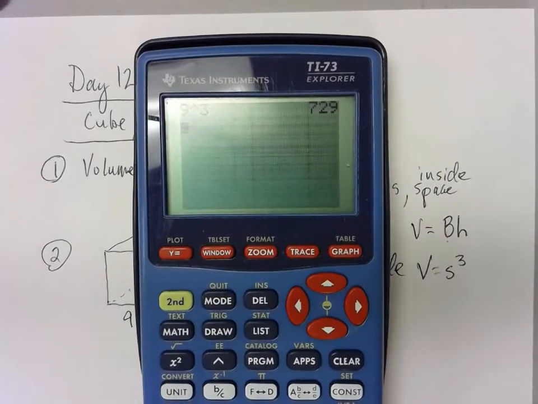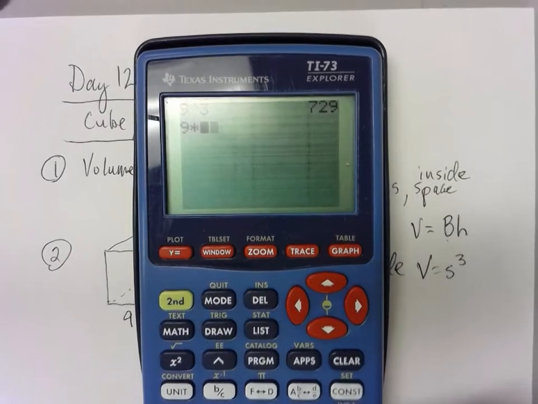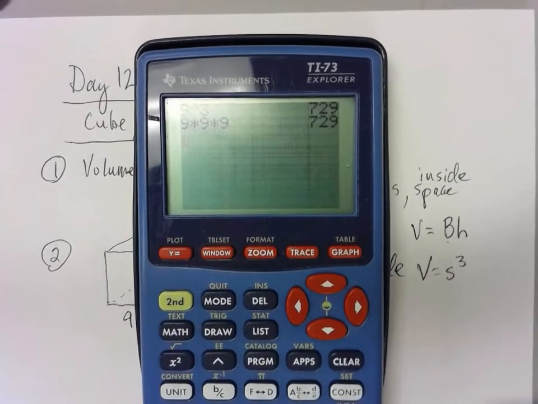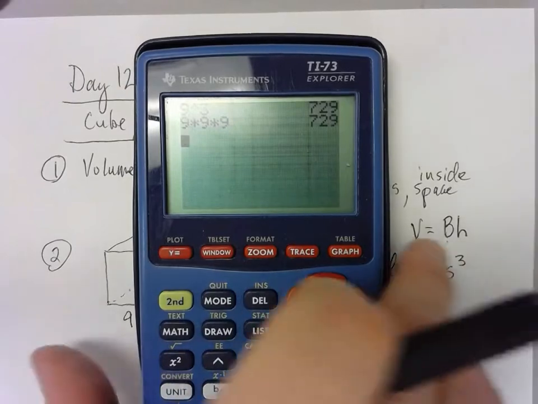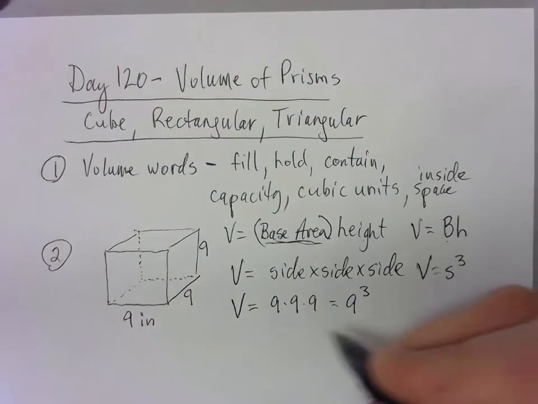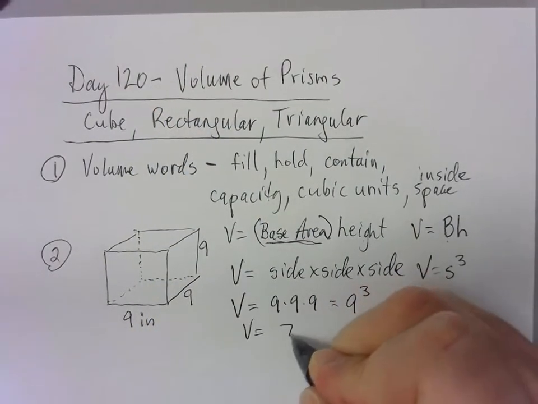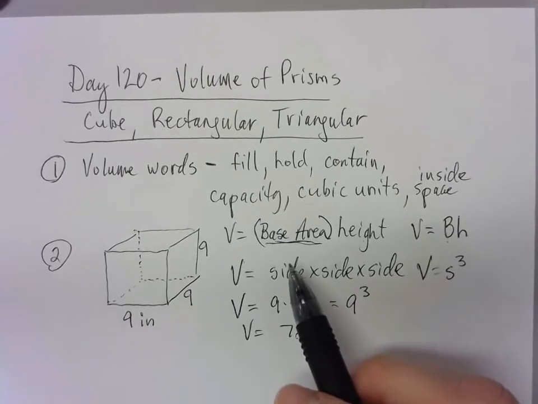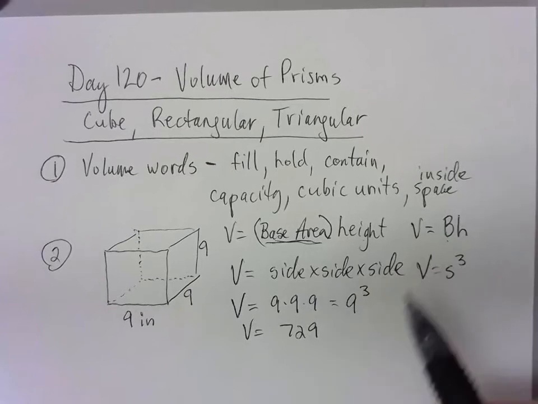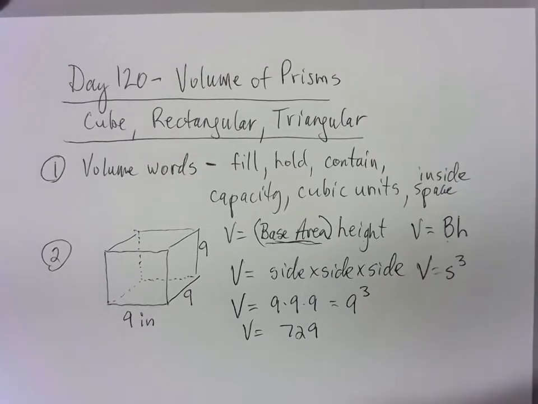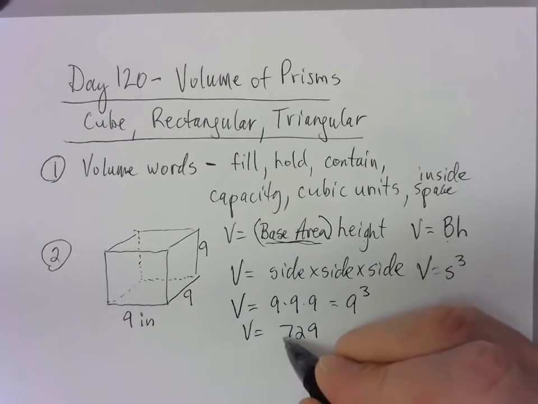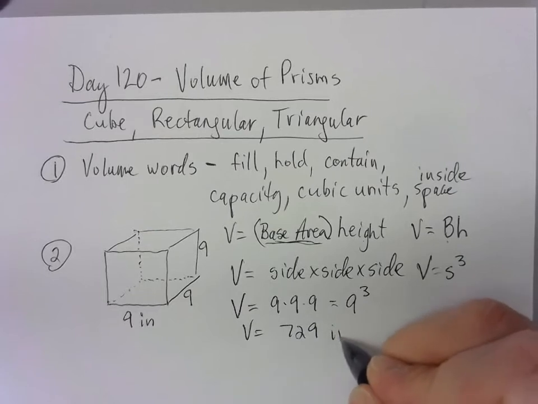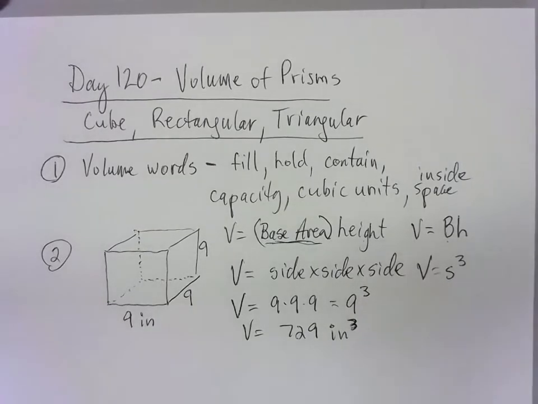729. If you have to do it the long way, you're just doing 9 times 9 times 9, which also gives you 729. So the volume of this cube would be 729. And how many things did we multiply together? Well, we multiplied 3 things together, side times side times side. So that's why it's going to be to the 3rd power, or otherwise known as cubed. So 729 inches cubed. Make sure you're putting the exponent out here after you write your unit.